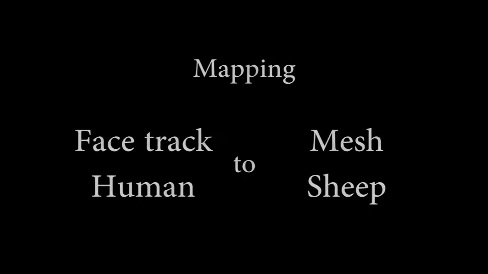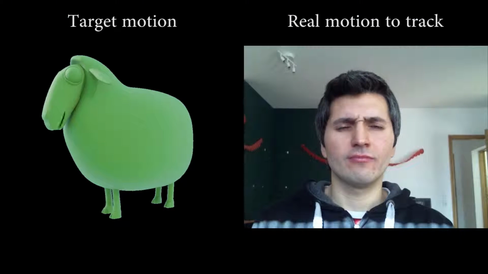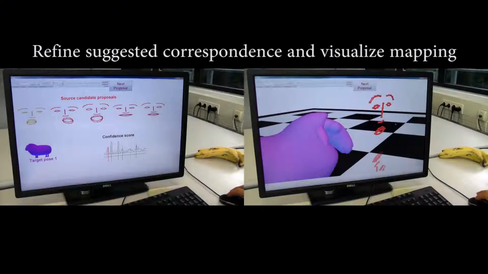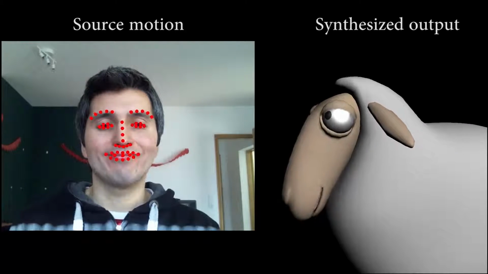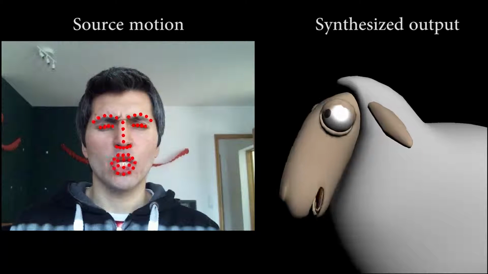In this example, we wish to control a limited range of sheep facial animation with real facial motion. With tracked facial features, our system automatically suggests good correspondence candidates to the left, which the user refines. The mapping is visualized to the right. While simple, the target sheep input was just a mesh sequence. No rigging or blend shapes were needed.